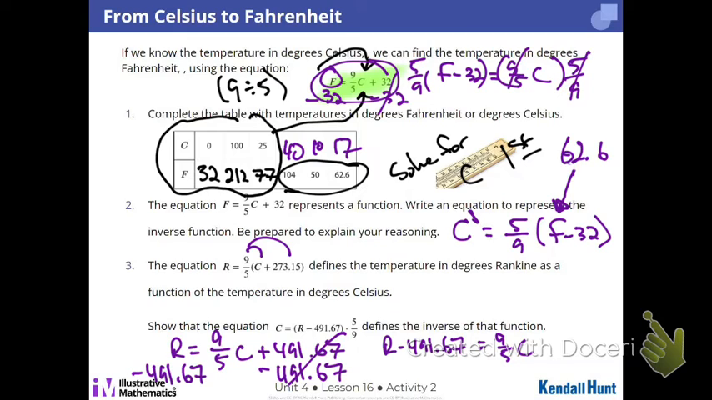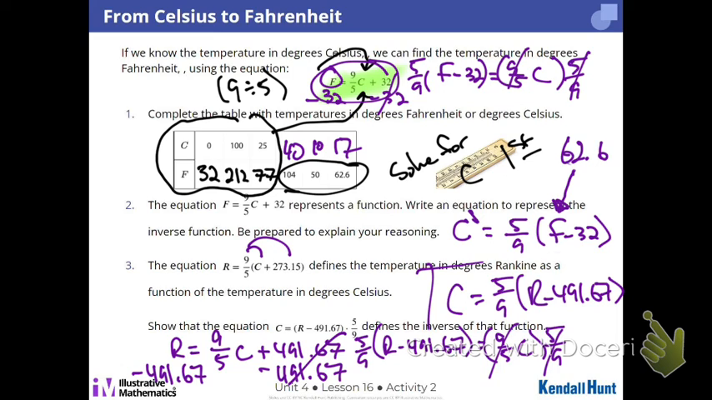How do I get rid of times 9/5? Divide by 9/5, but since it's a fraction, that means we would multiply by 5/9. So we're going to multiply by 5/9. We know from equivalent equations, if you do it to one side, you have to do it to the other. C is now alone, and I have 5/9 times R minus 491.67. So this inverse function is equivalent. We just switched which one's which.